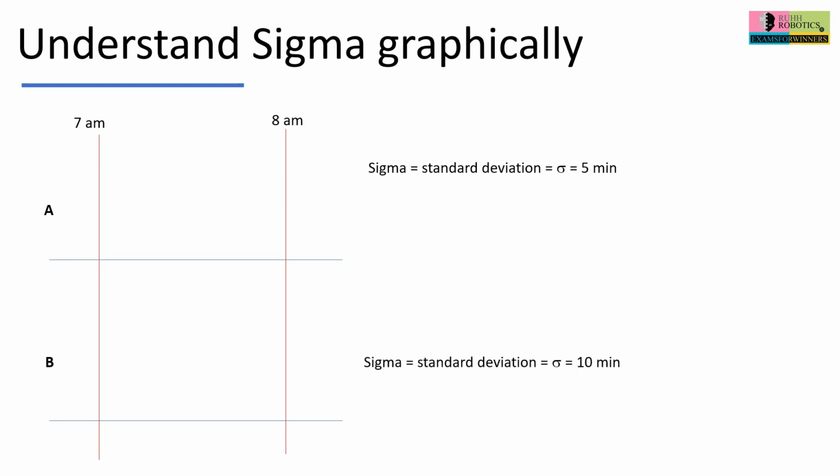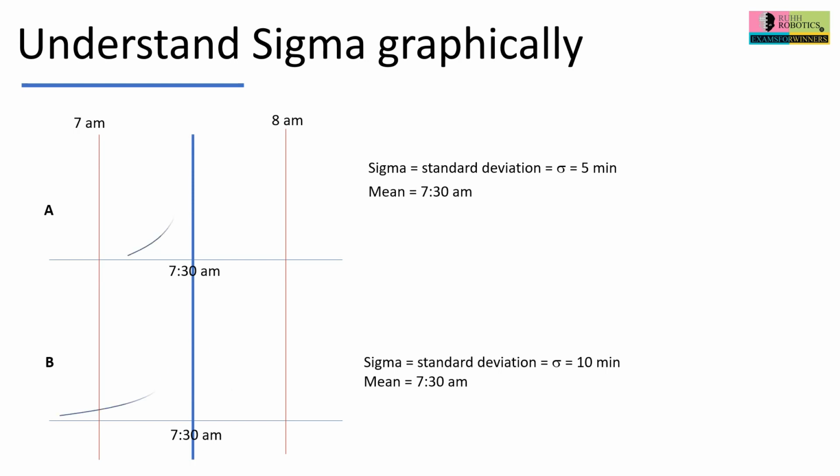Consider the mean to be 7:30 a.m. The probability distribution is given for both scenarios. In the first scenario, let's draw a line that is 1 standard deviation away from 7:30 a.m., which means 5 minutes away from 7:30 a.m. We will draw a line at 7:35 a.m. How many such lines can be drawn till 8 a.m.? The answer is 6. First at 7:35 a.m., second at 7:40 a.m., third at 7:45 a.m., fourth at 7:50 a.m., fifth at 7:55 a.m., and sixth at 8 a.m.